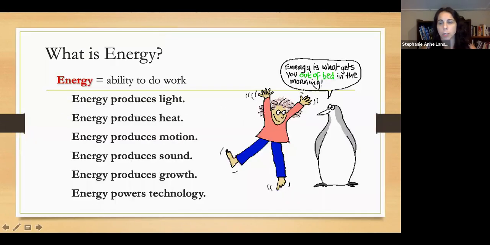So what is energy? Energy is the ability to do work. Energy produces light, heat, motion, sound, growth, and energy powers our technology. My computer is powered by energy. It's the ability to do work. Energy is what gets us out of bed in the morning.